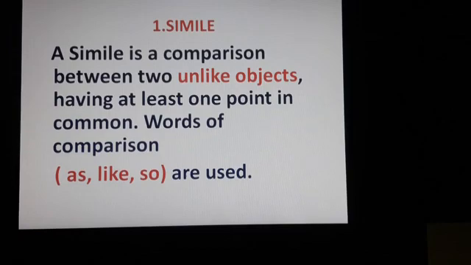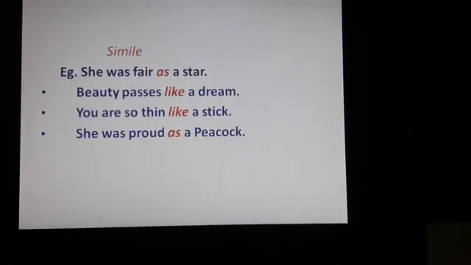Let's see the example. She was fair as a star. Now, she and star: comparison is done between she, a girl, and a star. Both are unlike things. How can you compare a girl with a star? However, they have one thing in common. What is it? The quality of fairness. Here fairness means the brightness. Maybe she is very fair and the star is always so bright. And so the quality of fairness is the same. That's why it is a simile. As well, you see the word as is used here. You can easily identify it's a simile.